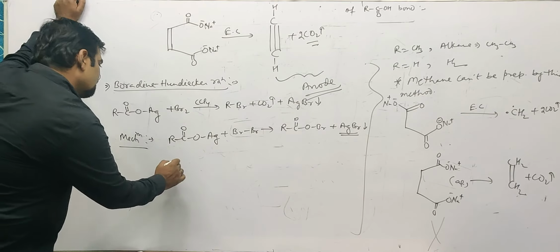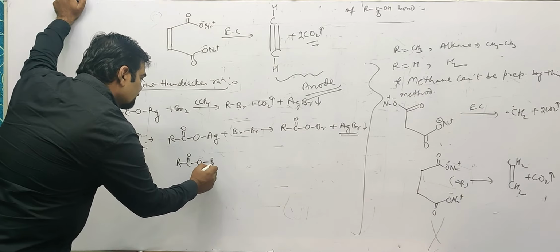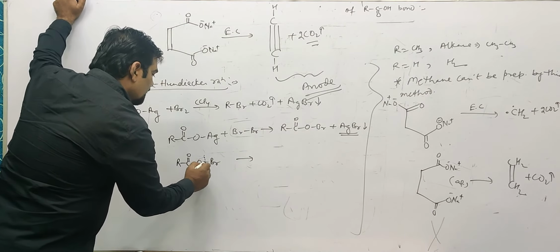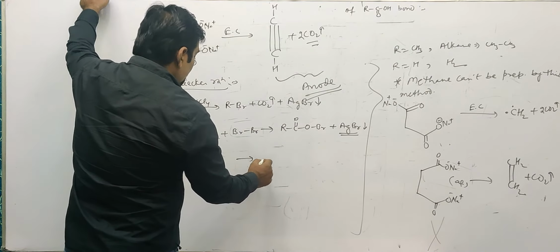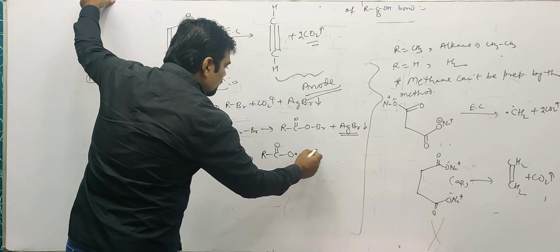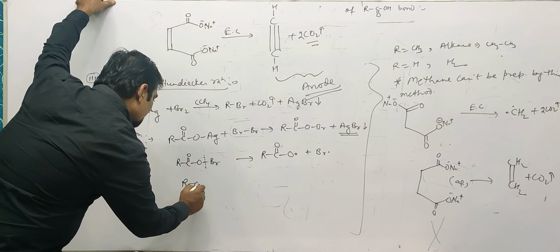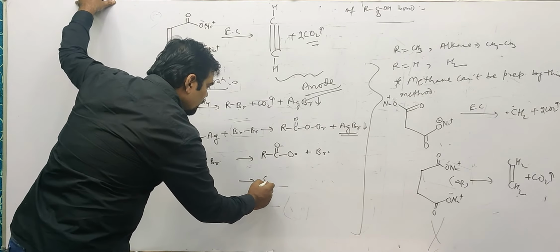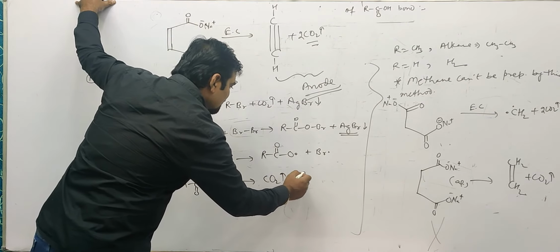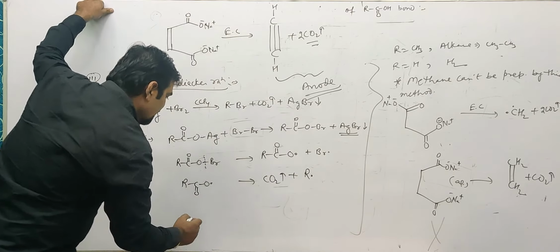Then after this, RC double bond O Br undergoes homolytic bond cleavage due to internal electronic compensation. This will become RCOO radical plus bromine radical. This RCOO radical undergoes elimination of carbon dioxide, that is the driving force, which is a gas, which will be eliminated, becoming R radical.